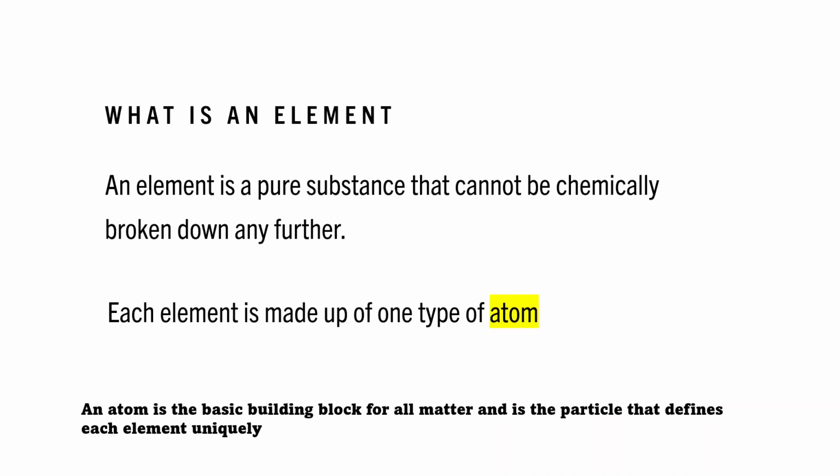Each element is made up of one type of atom. Only one. And what is an atom, you might ask? An atom is the basic building block for all matter and is the particle that defines each element uniquely. Do we understand? Atom is the most basic unit that we have to represent in chemistry. Okay?